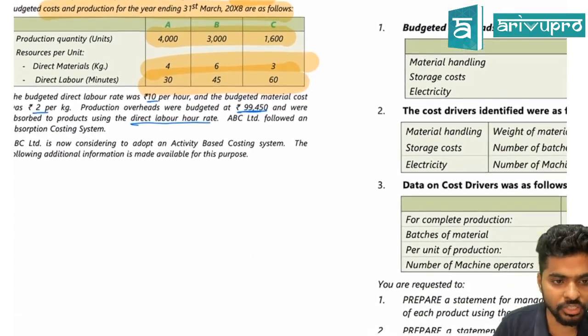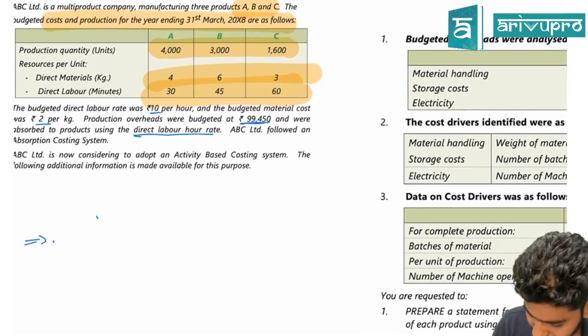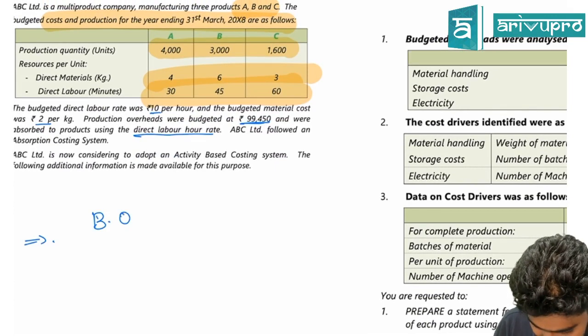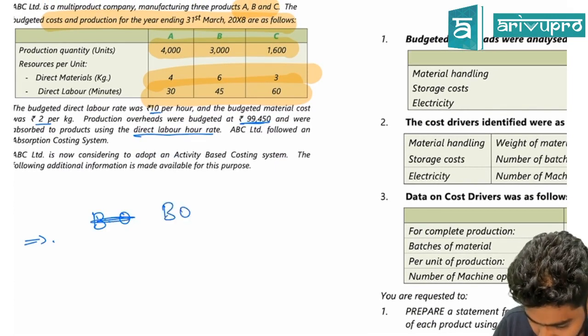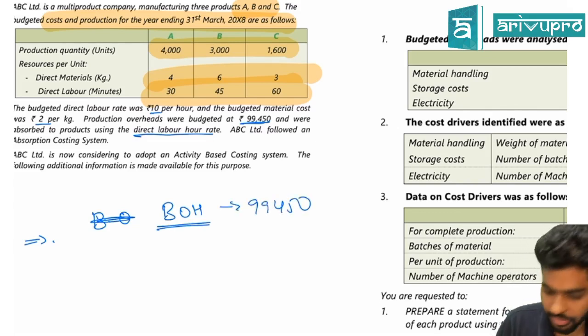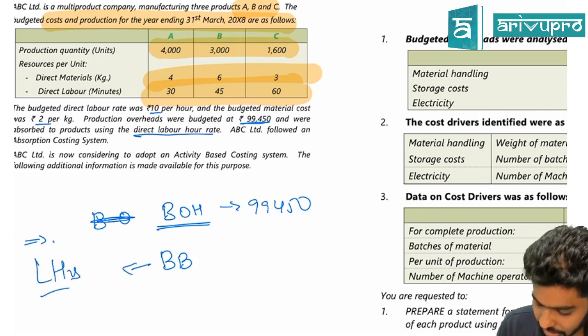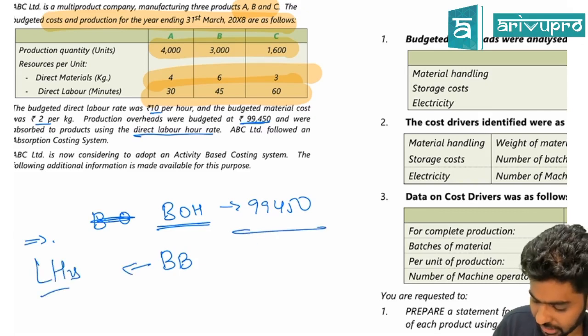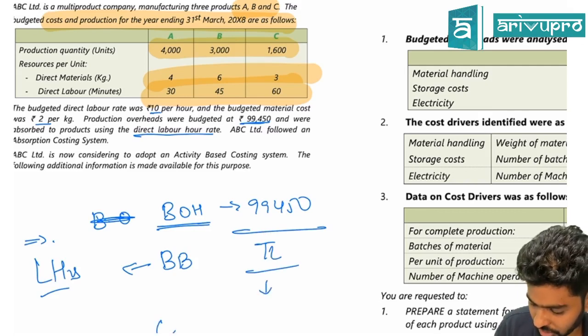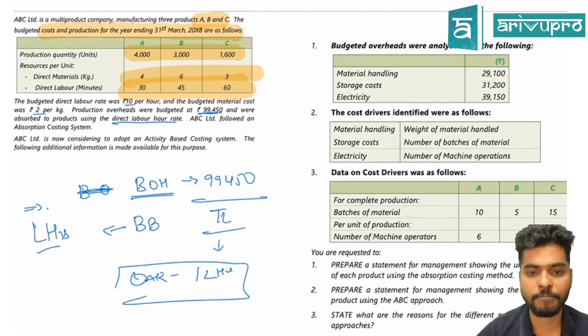Now let me just focus on this. My budgeted overheads are 99,450. What is my budgeted base? The budgeted base is labor hours. So I'll have to find the total labor hours and find out the overhead absorption rate per labor hour. Yes or no? Does anyone have any doubt in this?